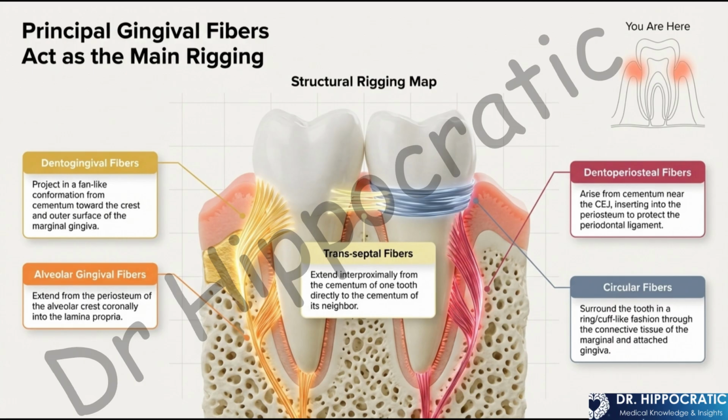Exactly. You also have the dentoperiosteal fibers arching over the bone crest, and the circular fibers, which are basically biological iron bands that wrap entirely around the tooth in a cuff-like fashion to pull the gums tight against the enamel. Unbelievable. Now come into next slide.